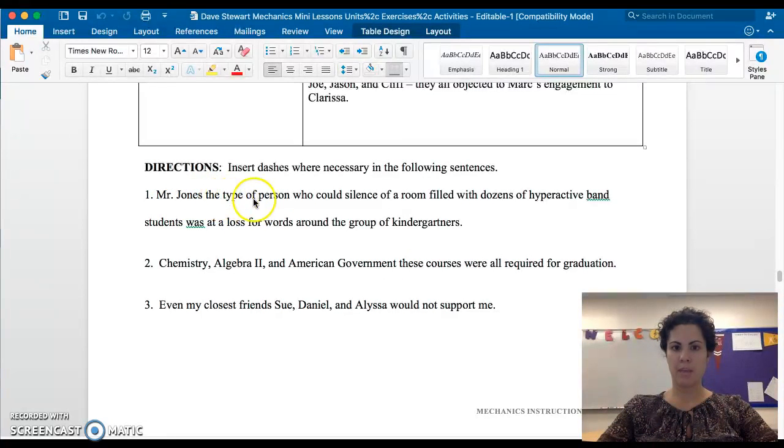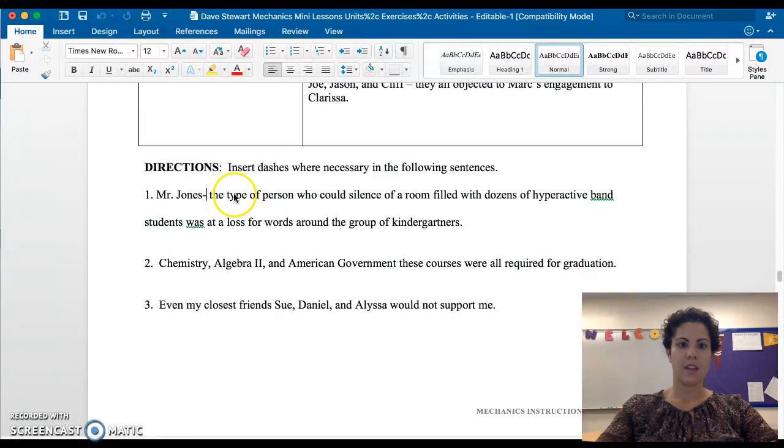Mr. Jones, the type of person who could silence a room filled with dozens of hyperactive band students, was at a loss for words around the group of kindergartners. So this, which is giving me more information about Mr. Jones, would be where I would put my first dash here, and then I would put my second dash here. And notice how when I type that, it's like a little hyphen. It's not really a dash.